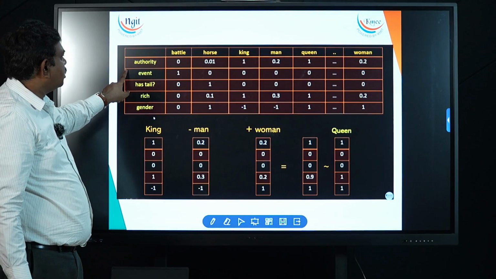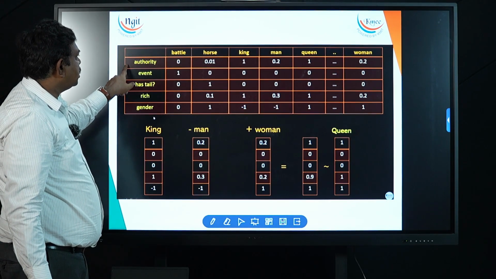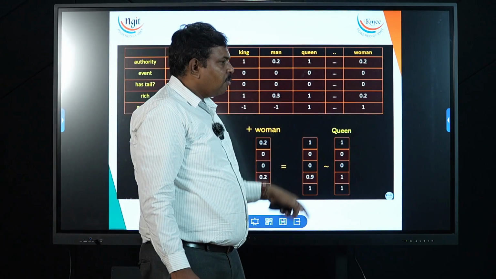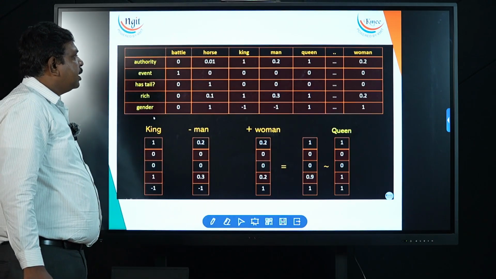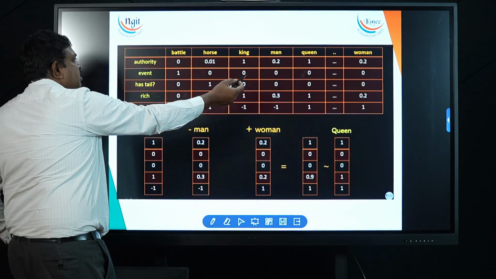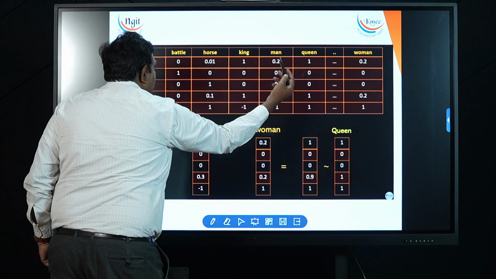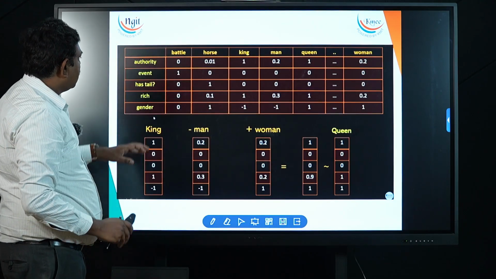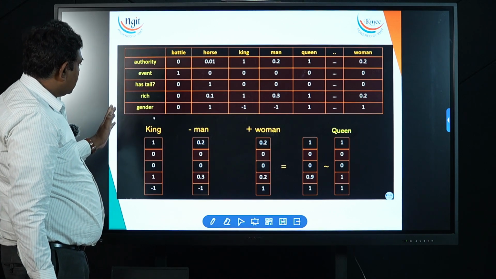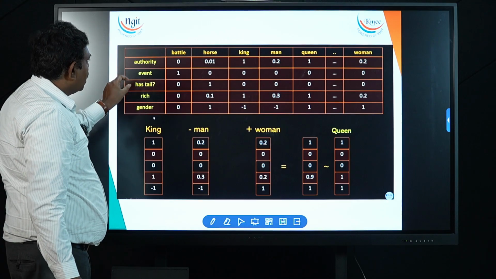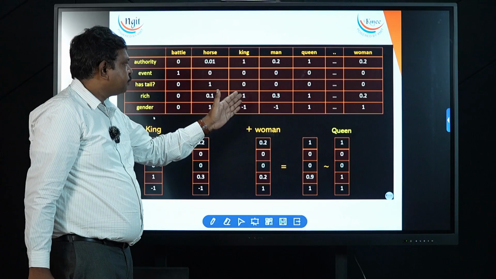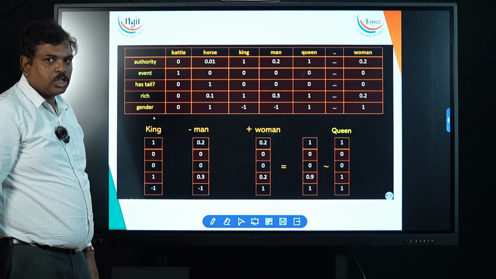Suppose authority is there. How much is the word authority related to battle, horse, king, man, queen? We give some degree of membership type values. So king has 1, whereas man has 0.2, queen has 1. Like this for every word in our context, in our bag of words, how they are related to our context. You can give values like this in a distributed representation.